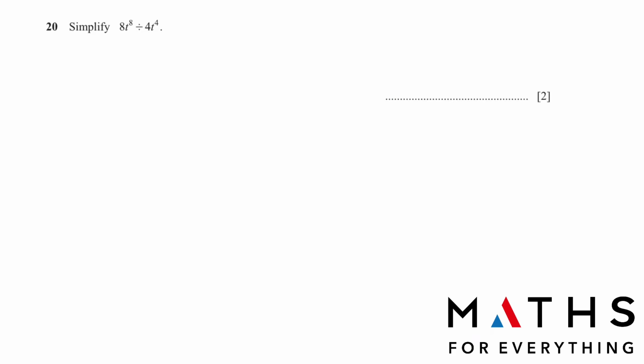Question number 20, we have to simplify 8t to the power of 8 divided by 4t to the power of 4. The first thing, divide the numbers. You can use the calculator. 8 divided by 4 is 2.